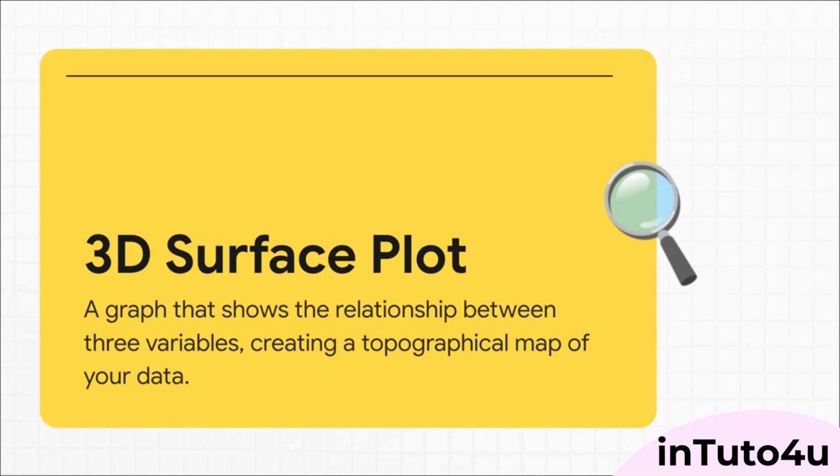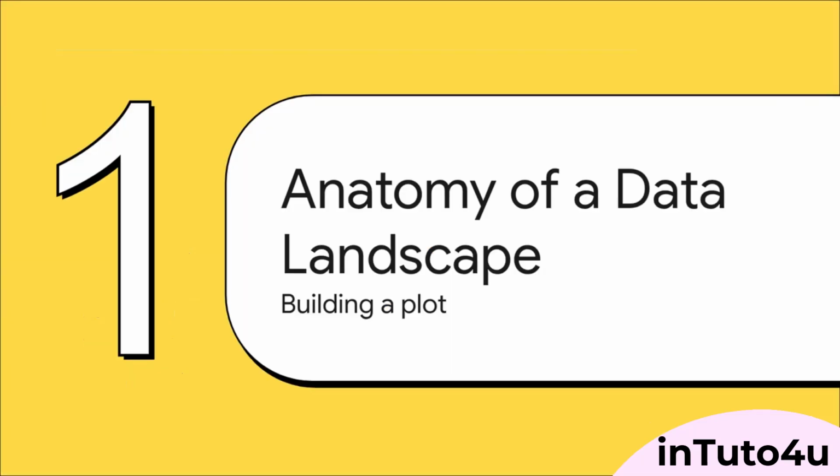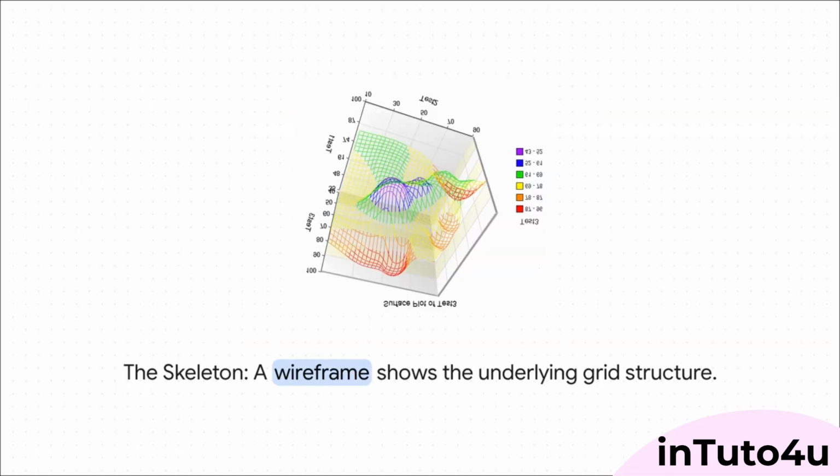It's that simple. All right, so how do we get from a boring table of numbers to this beautiful, complex landscape? To really get it, we need to kind of pop the hood and see how these things are built, piece by piece. It all starts with a skeleton. This wireframe you see here is the basic structure. It's a grid built from our first two variables. We'll call them X and Y. This lays the literal foundation for our data landscape.